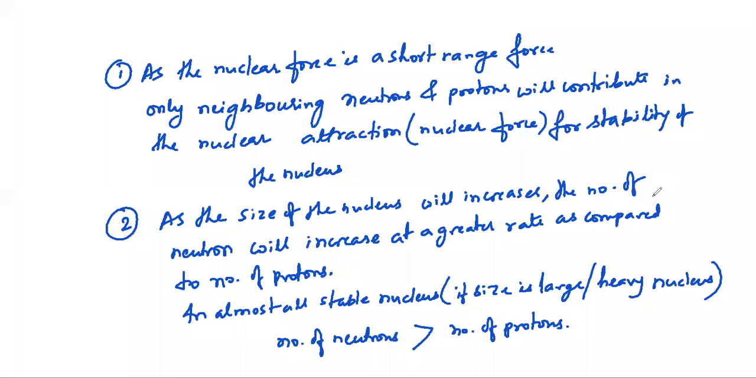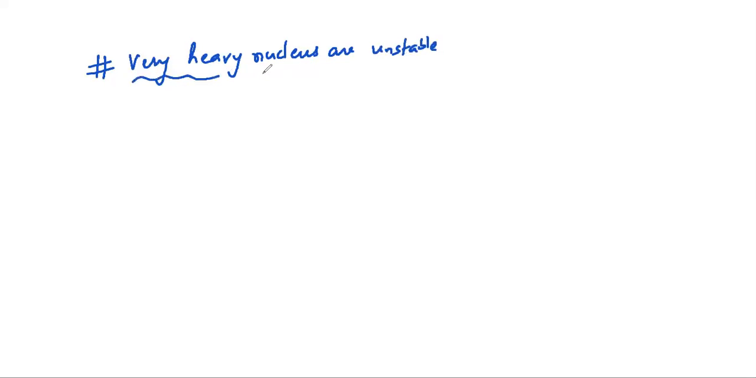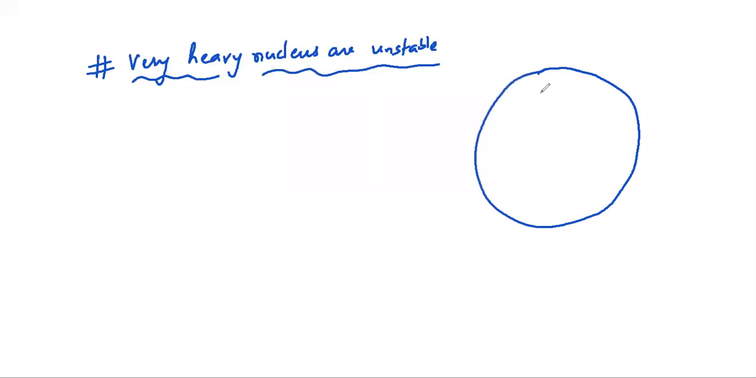So now let us discuss the next point. What is the next point is that, you know, very heavy nucleus are generally unstable. So why they are unstable, let us discuss that. Suppose let us consider, you know, this is a nucleus, and let us consider, you know, a proton here.